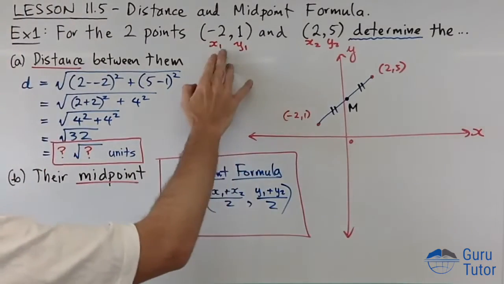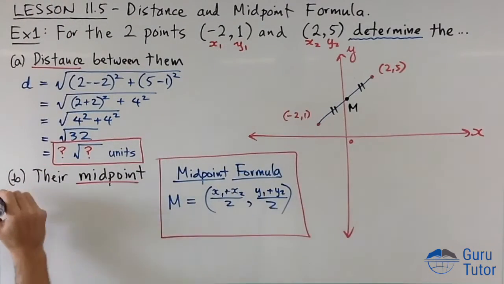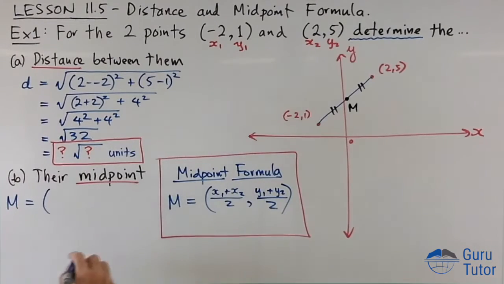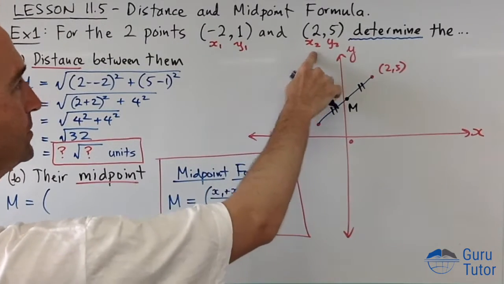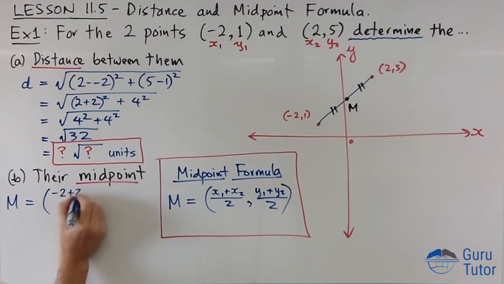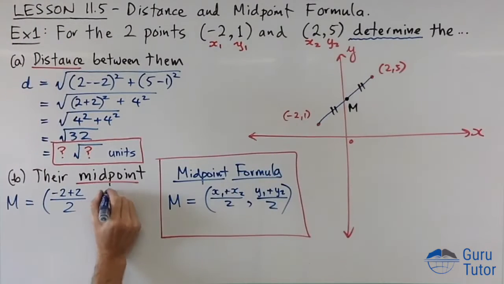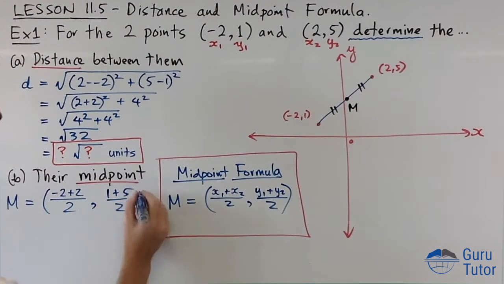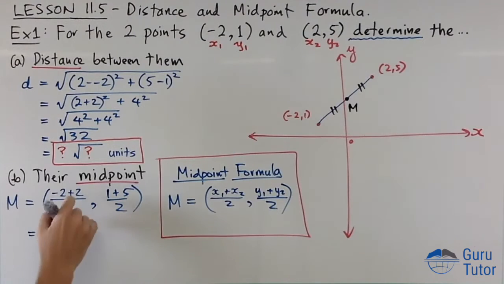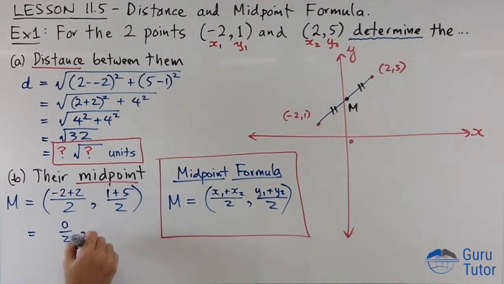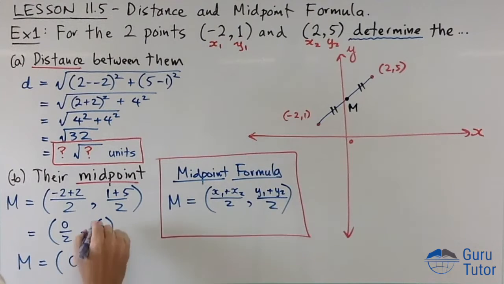Let's do it. So we're still going to have x1, y1, x2, y2 there. So x1 is minus 2, x2 is plus 2, so it's going to be minus 2 plus 2 over 2. And the y is 1 plus 5 over 2. And let's simplify. Minus 2 plus 2 is 0. And 1 plus 5 is 6 over 2. There we go. So our midpoint is the point. 0 divided by 2 is 0. 6 over 2 is 3. The midpoint is 0, 3. Okay, and that's all you have to do.